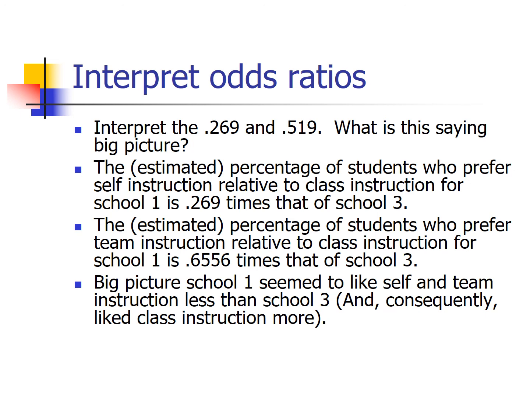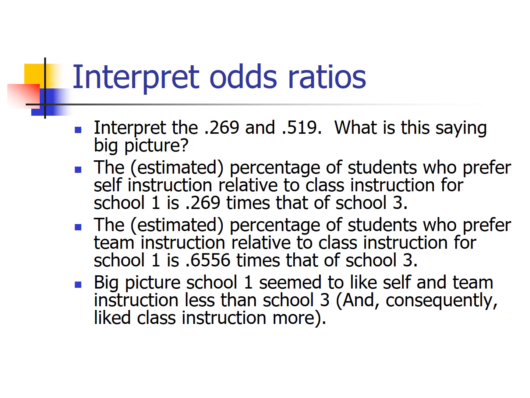This is your most complicated model, this generalized logit. And so complicated models are hard to interpret. So if you're having a hard time wrapping your head around it, it's understandable.